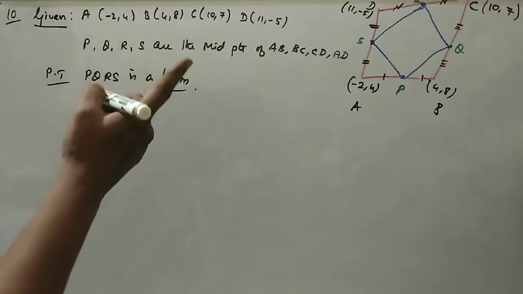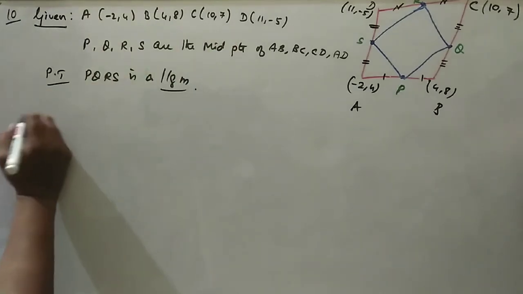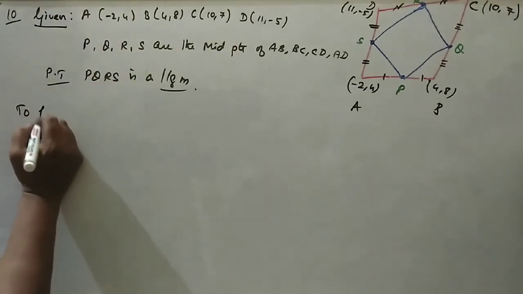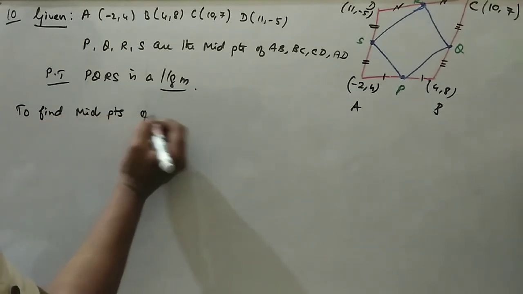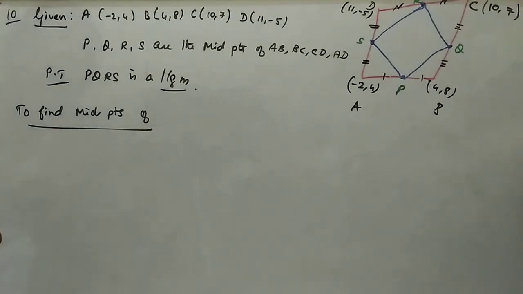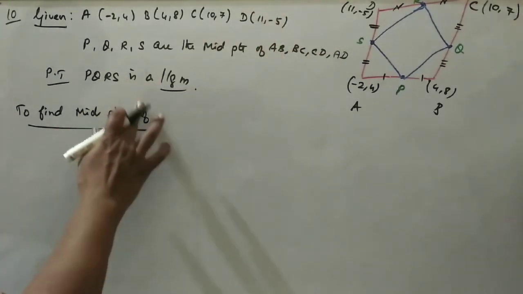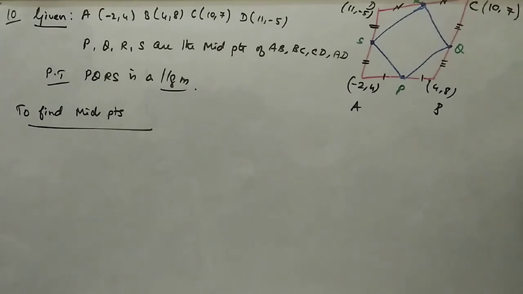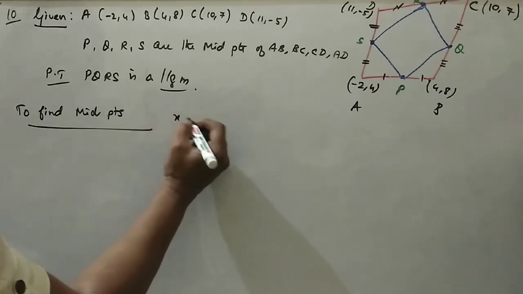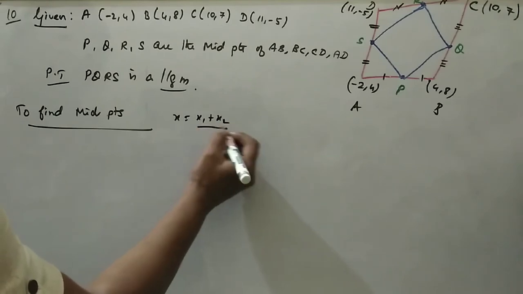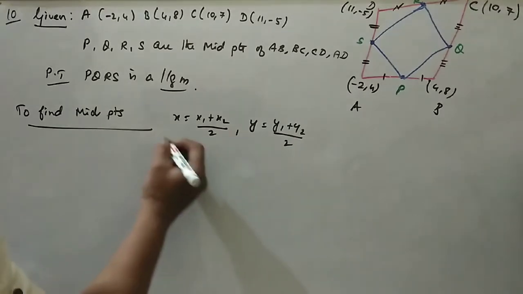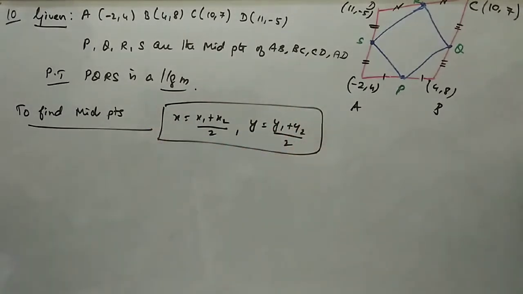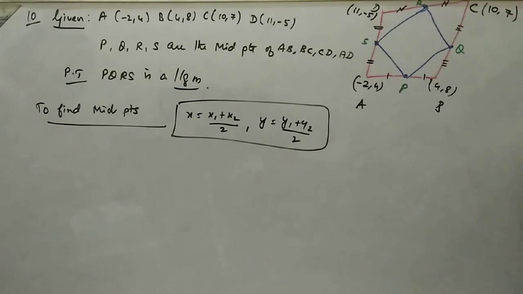So fine. First we have to find midpoints of all the four sides. Okay. So first we have to find out the midpoints. You know the formula: x is equal to (x1 plus x2) upon 2 and y is equal to (y1 plus y2) upon 2. This is the formula we have to use. So first we have to find out the midpoints P, Q, R, S.